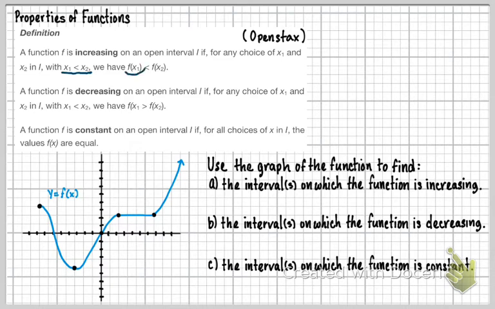Now, f of x1 is a y value. Hopefully you understand that. And f of x2 is also a y value. So what it's really saying here is the y value when I plug in x1 is smaller than the y value when I plug in x2. So let's take a look down here at the graph just to try to understand that a little bit. So let's say I take this value as my x1, and I take this value at the 0 here as my x2.